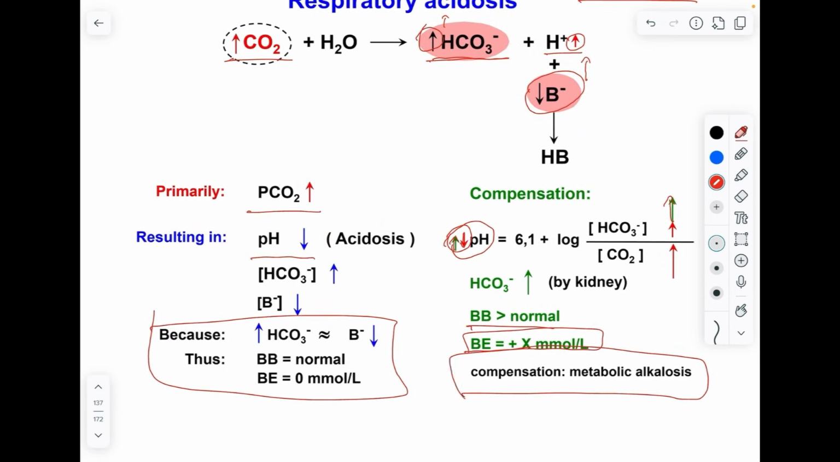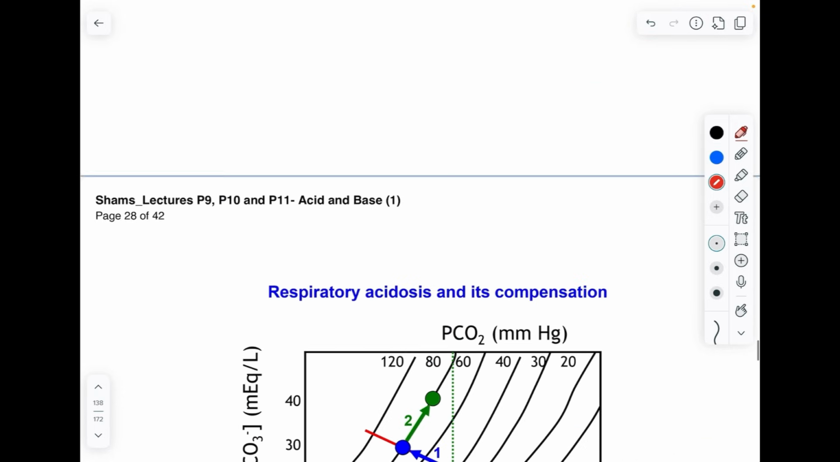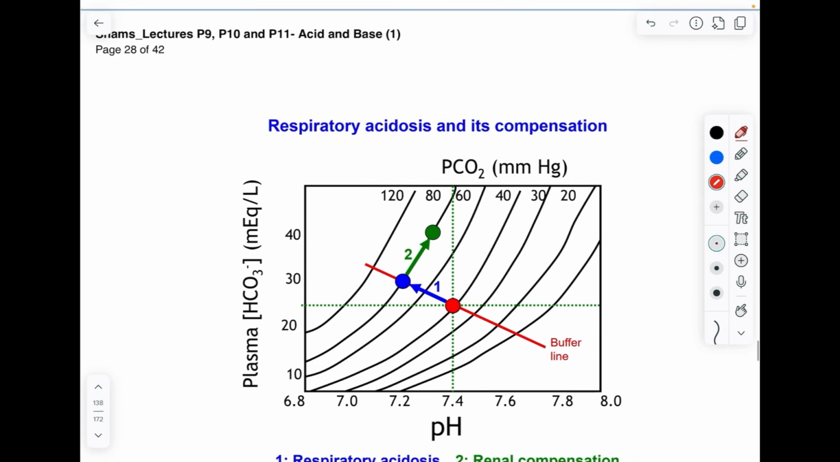This compensation we call metabolic alkalosis. So from now on, if you want to compensate for something, just do the complete opposite. Respiratory acidosis is compensated by metabolic alkalosis, and metabolic acidosis is compensated by respiratory alkalosis. Metabolic alkalosis is compensated by respiratory acidosis. Always just reverse the whole thing if you are asked about it.